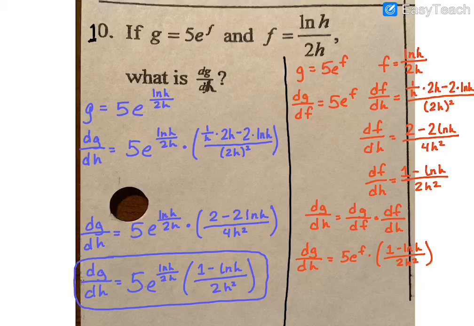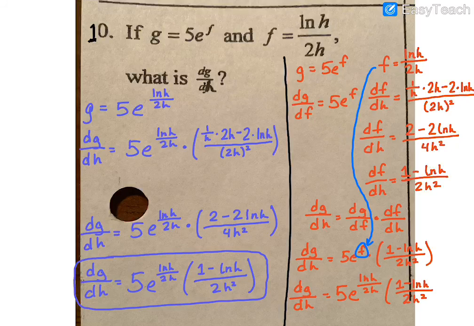Keep in mind, the one thing that is important here is that we cannot leave an f in our answer, but f was defined above, and so we can substitute that value in. So final answer, dg dh is 5e to the, what was f? Natural log of h over 2h times the df dh we already have, which is 1 minus natural log of h over 2h squared. Yes, both answers come up to be the same. And so hopefully that is good. Okay, I'm going to stop this video here, and 11 and 12 will have their own video.